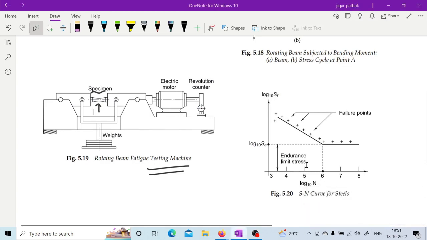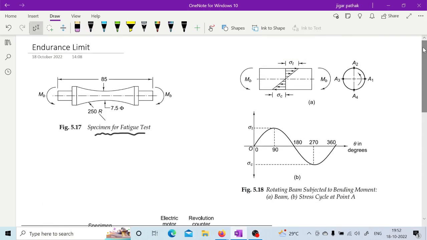Yes, sir. So what we were discussing is that this specimen is going to be loaded on this machine, and then it will undergo this rotation, and it is going to have this weight. By increasing this weight, you can change the stress amplitude, and when this component makes a full rotation, it will experience this bending stress as mentioned here.